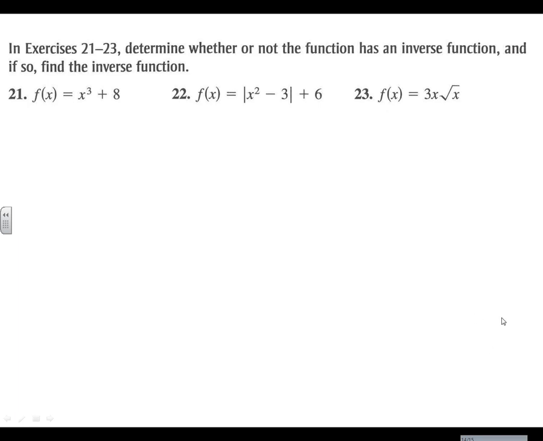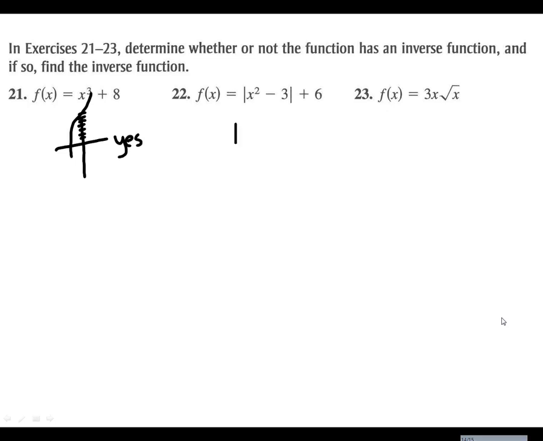All right, 21 through 23, we have to determine whether or not the function has an inverse, and if so, find it. So really quick, I'm just going to jot down what the functions look like. X cubed looks like that. So yes, it passes the horizontal line test.